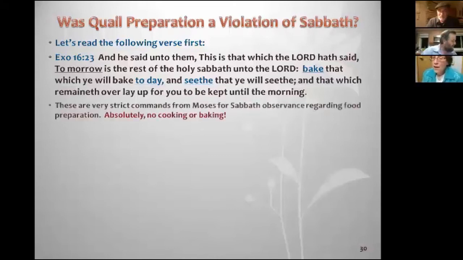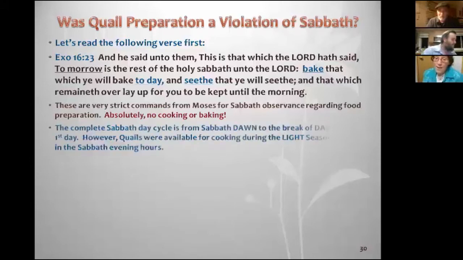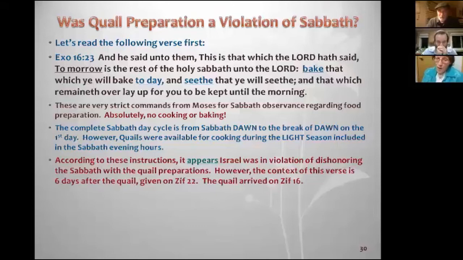These are very strict commands from Moses for Sabbath observance regarding food preparation. In fact, it was absolutely no cooking and no baking on the Sabbath day. The complete Sabbath day cycle is from Sabbath dawn to the break of dawn on the first day. However, the quails were available for cooking during the light season, included in the Sabbath evening hours. According to the instructions that we just read at the top, doesn't it appear like Israel was in violation of dishonoring the Sabbath with the quail preparations?